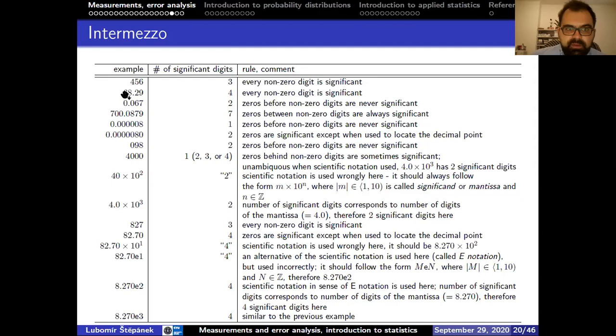68.29. 1, 2, 3, 4 non-zero digits, 4 significant digits, also easy. 0.0767. You know that zeros before non-zero digits are never significant, because they're only there to locate the decimal separator. So these two zeros are not taken into account as significant. So only 6 and 7, so 2 significant digits.